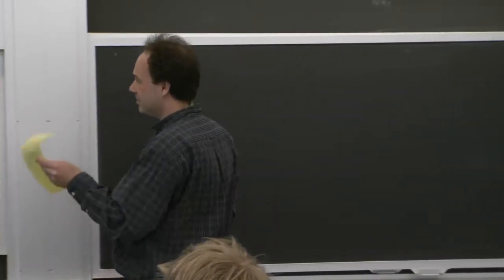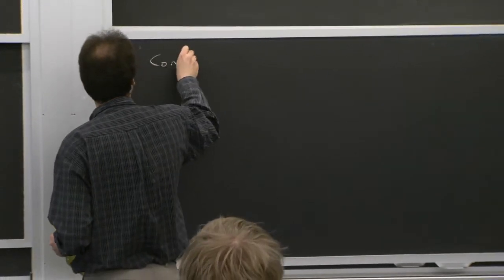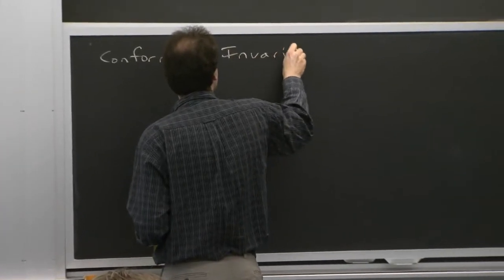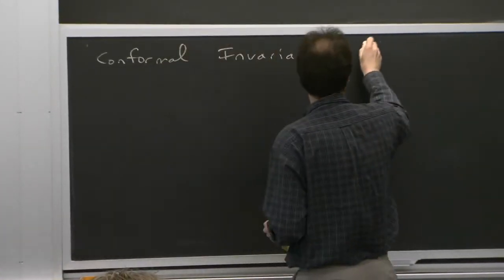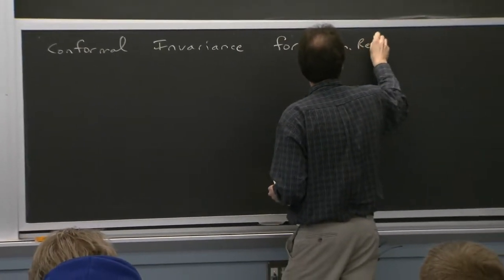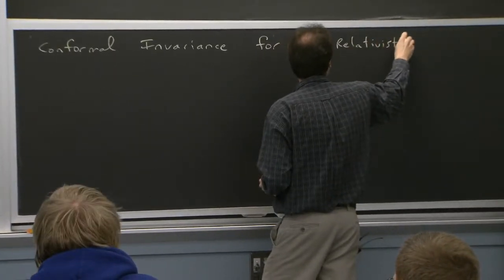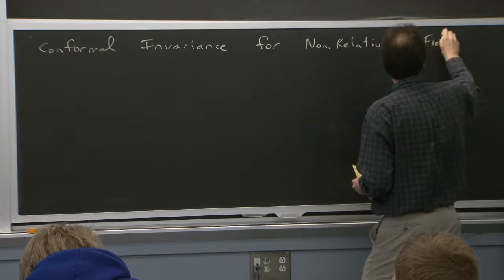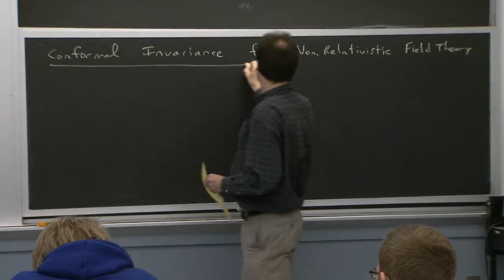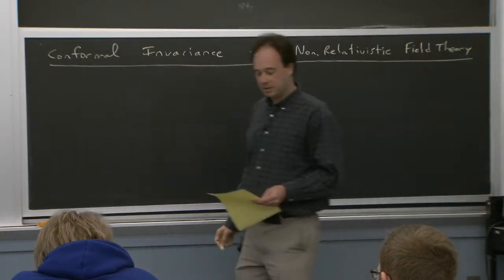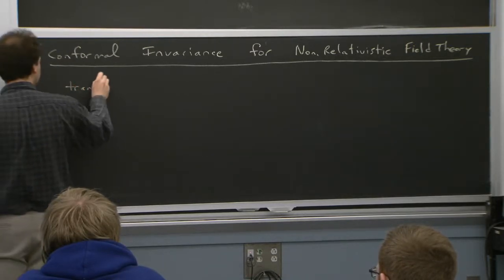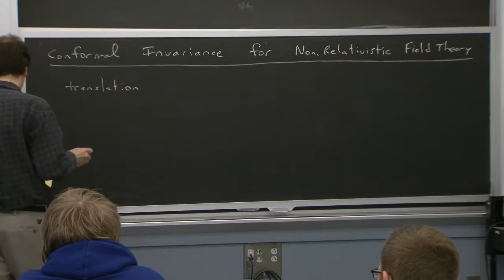OK, so let's talk about some of the symmetries of this theory, which are kind of interesting. So the first one is that this theory actually has a non-relativistic conformal invariance. So what is a non-relativistic conformal invariance? This is an extension of the Galilean group rather than the Poincaré group.